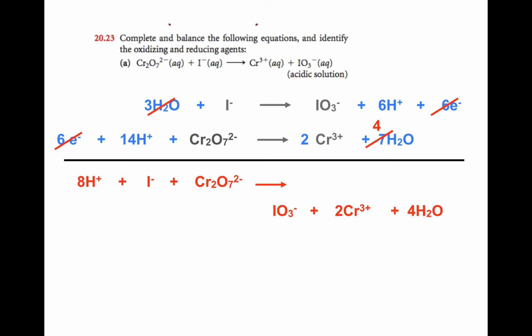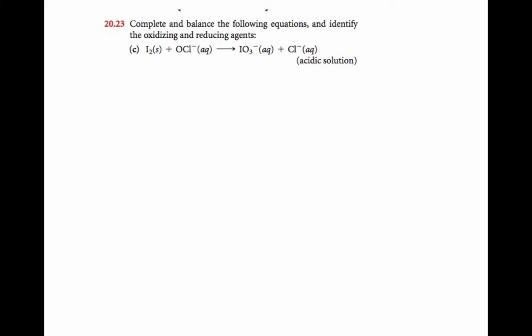So minus 6 H pluses from 14 gives you 8 H pluses going in, 1 iodide, 1 dichromate, 2 iodates coming out, 2 chromium 3 pluses, and 4 waters. I can see here that everything balances. There we are, right? 7 waters, 7 oxygens, it's balanced. All right, C.